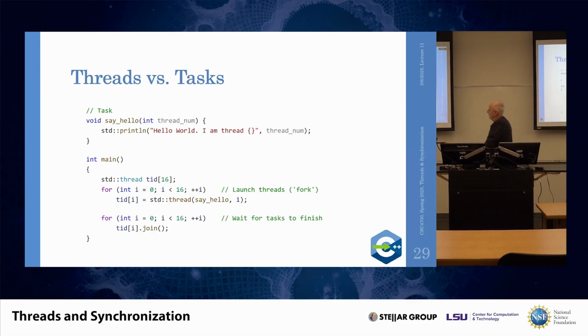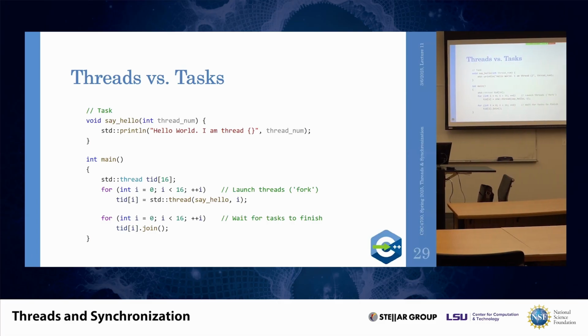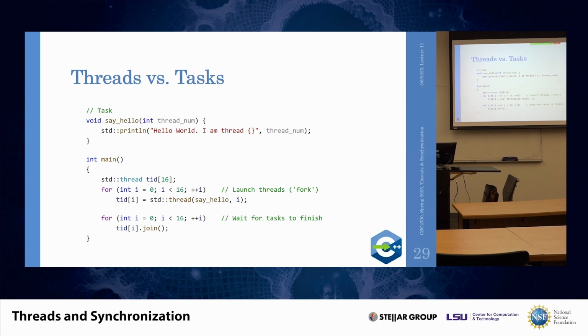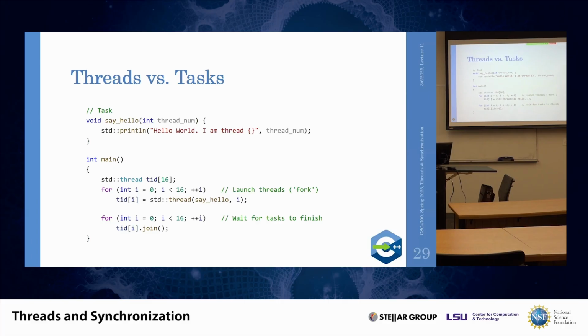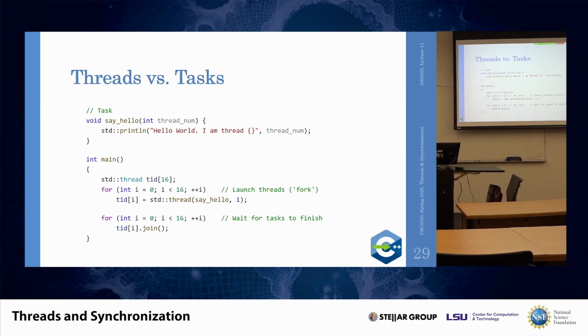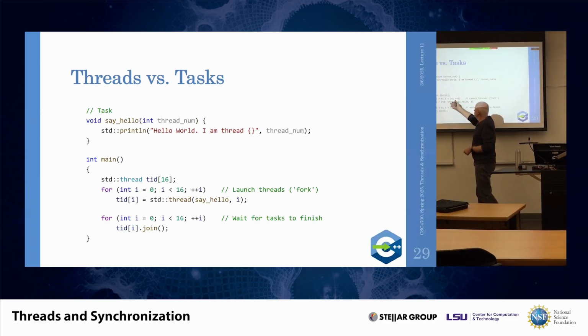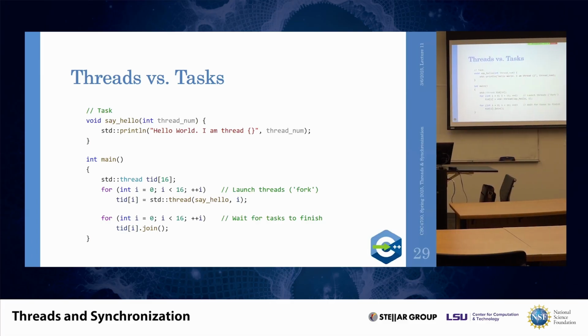Okay, so let's do another example. Let's say I have a very simple function, say hello, which receives a thread number again, and prints its thread number. And what this code is doing, it just creates 16 of those threads by passing a different argument to each of those, and then joins with all the threads explicitly afterwards.